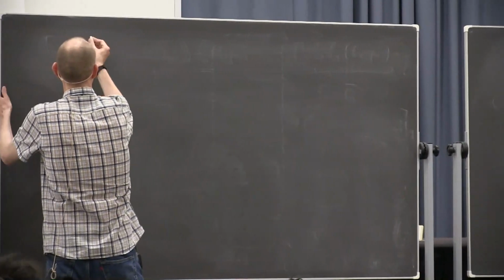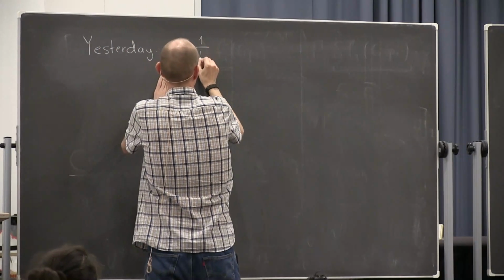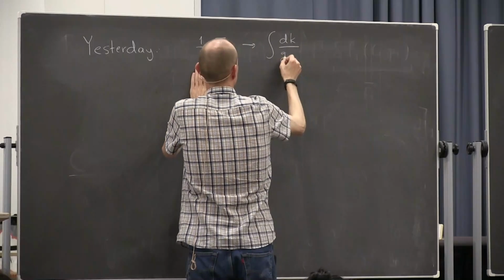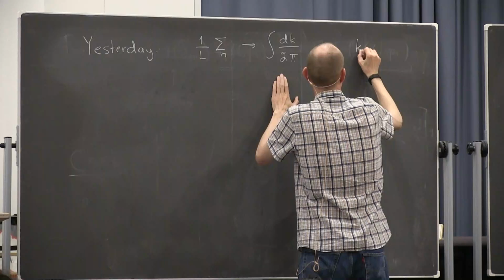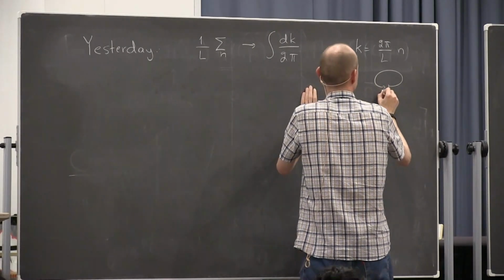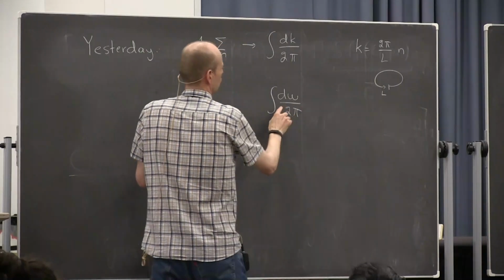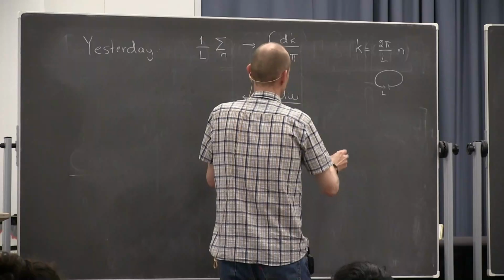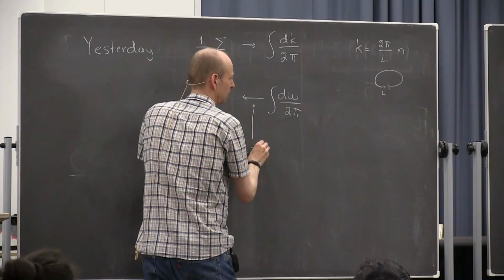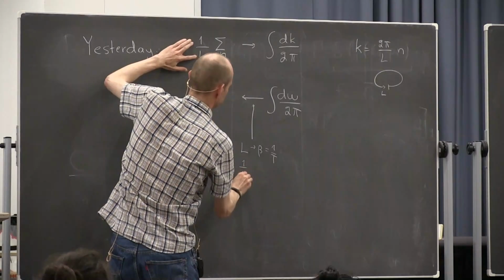And yesterday we learned that if we had 1 over L sum over n, it went over into the integral dk over 2 pi, where k was 2 pi over L times n, when we were in a periodic spatial direction. Now we can do the same in the opposite direction. Normally we would have an integral over frequency, but now we realize that our periodicity L goes into beta, the inverse temperature. Then 1 over L becomes the temperature.